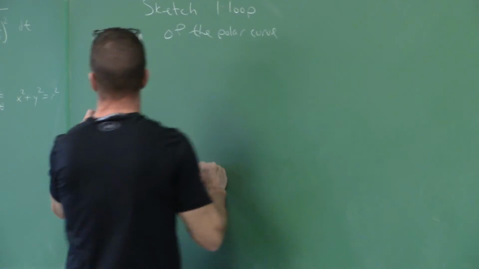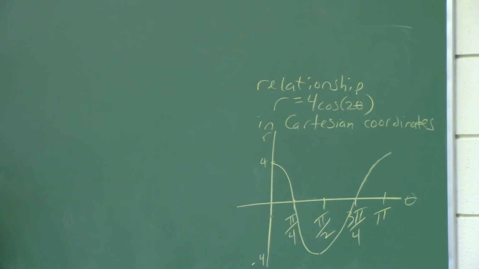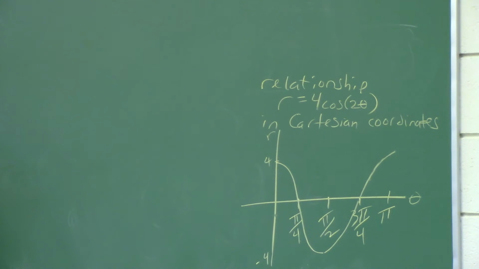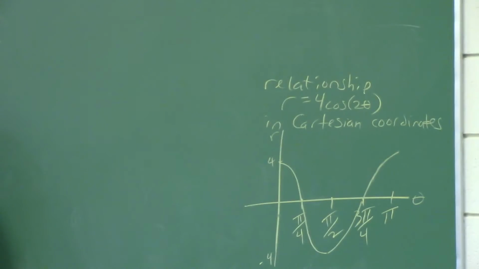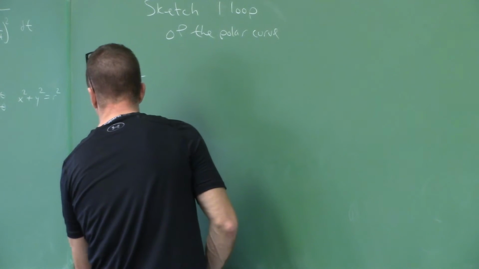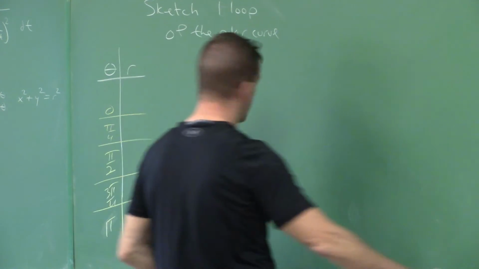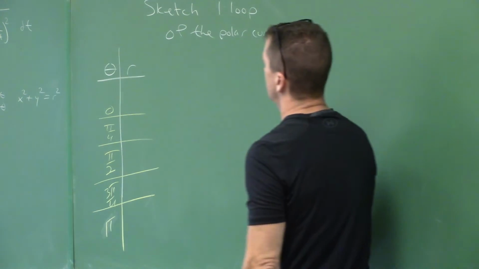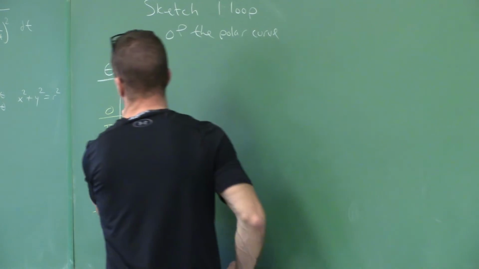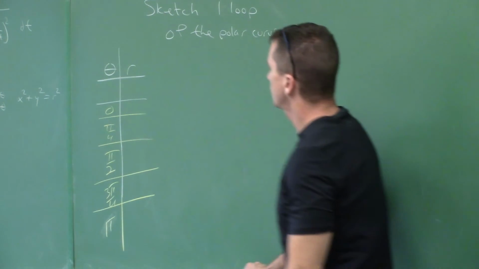What numbers can I use? Well, we got 0, what else? Pi over 4, what's another one? Pi over 2, 3 pi over 4, and pi, and I just want to make 1 cycle. So what are the values that it takes up? What's going on at 0?